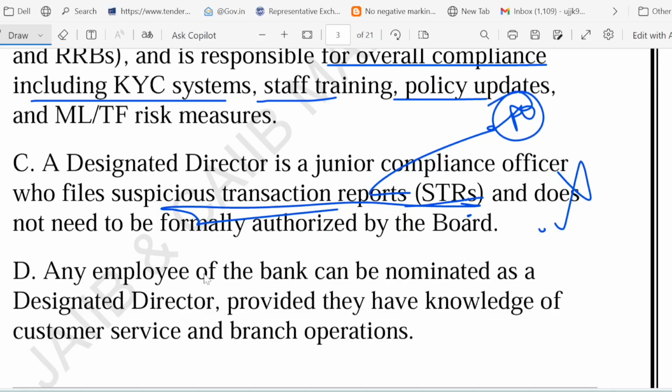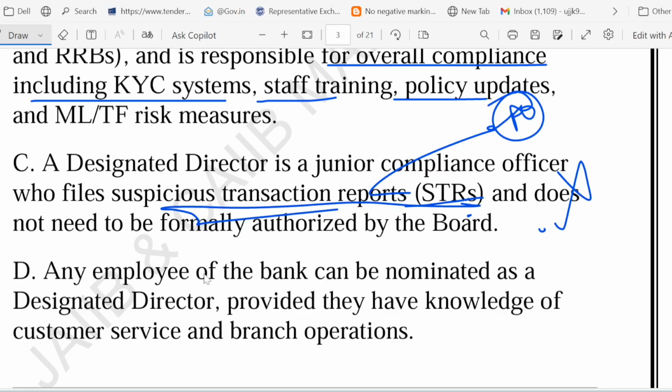So DD has a higher role, right? DD has to ensure the accountability at the top. So this filing has to be done by the PO. Do you know the meaning of PO? PO means principal officer. Now what about option D?